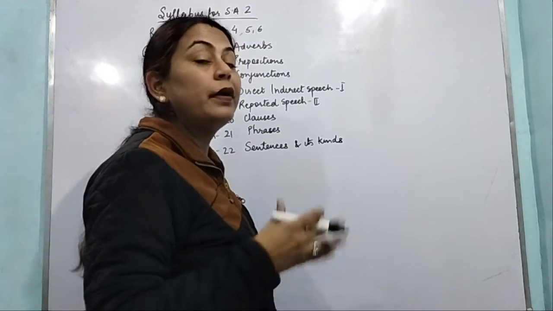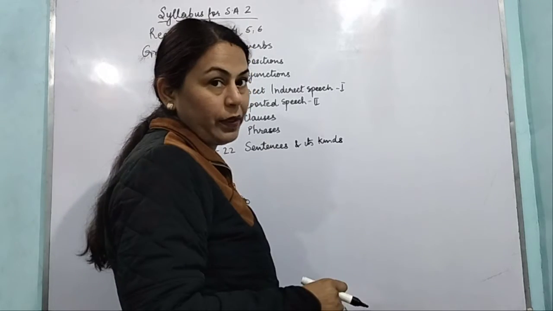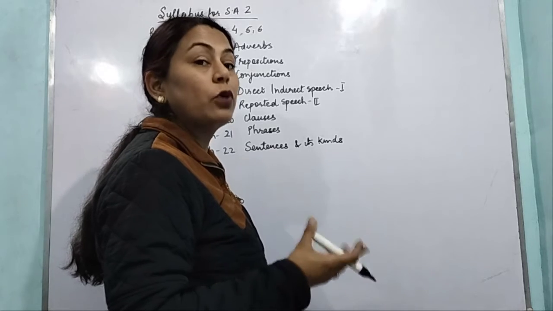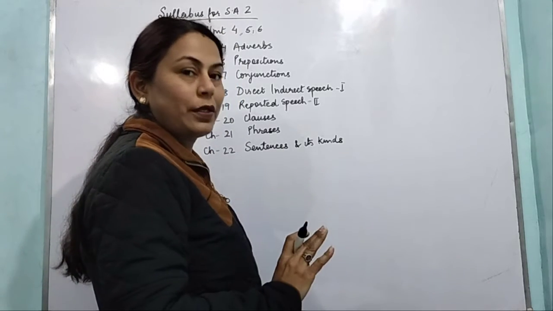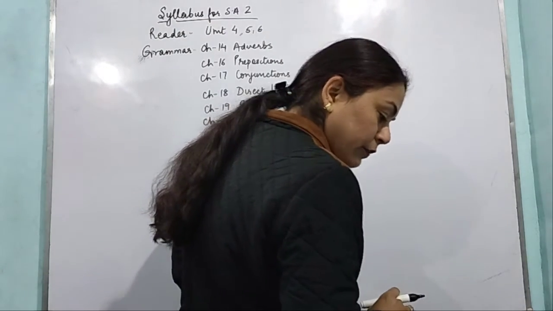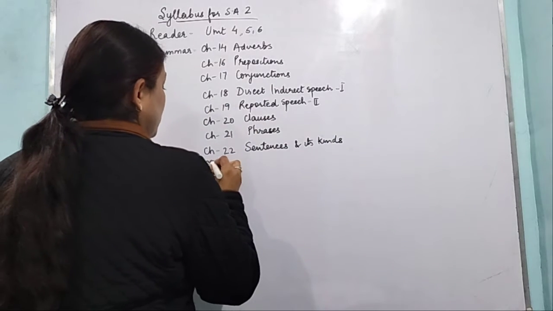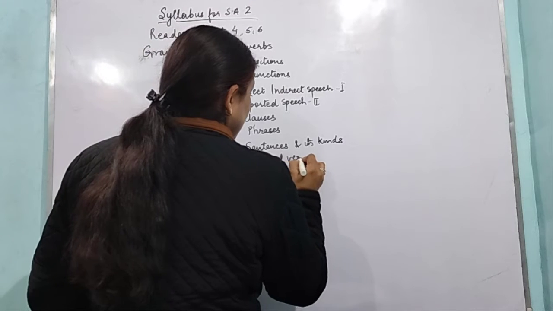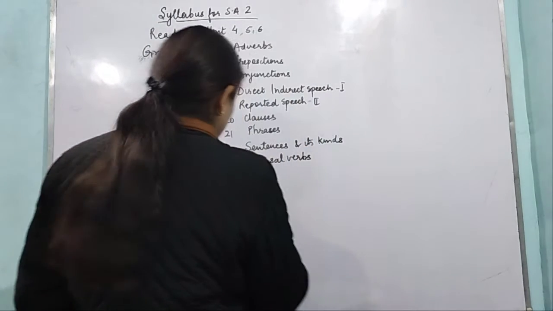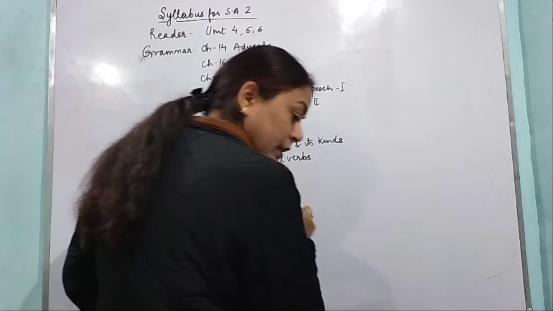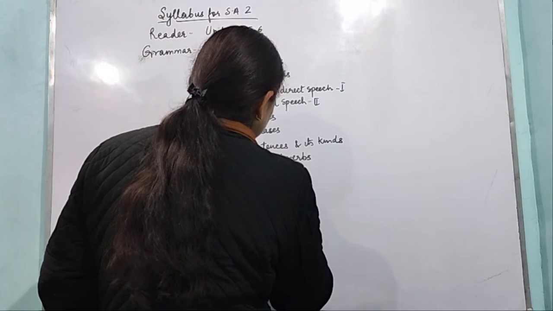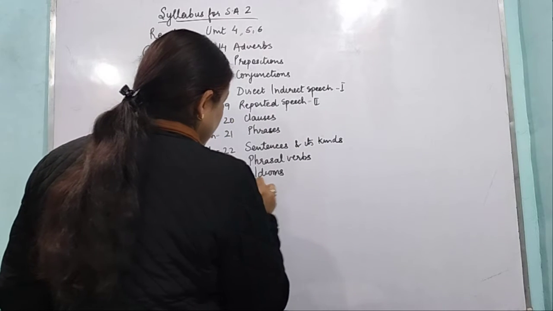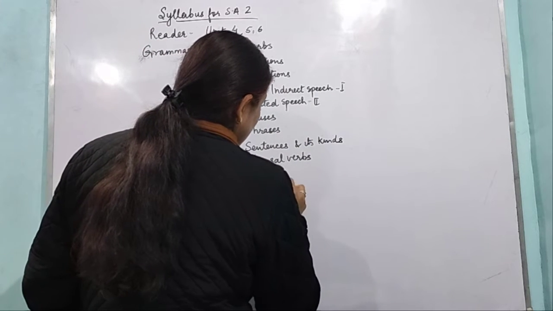Because we cannot put so much in the paper. There are so many topics and only 20 marks of grammar will come in your paper. With so many topics, how will we manage? So it is already too much. So no need for that. Phrasal verbs, idioms, there's so much. Phrasal verbs, chapter 25 is idioms. Chapter 27, prefix, suffix.